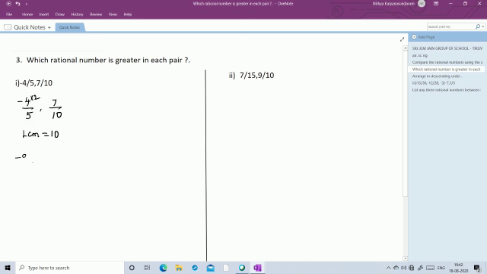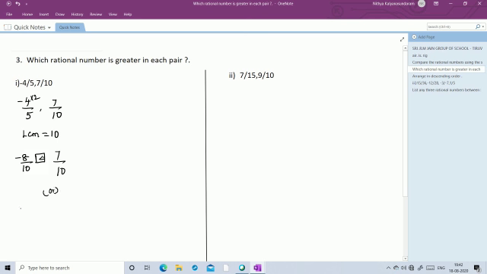Then minus 8 by 10 and 7 by 10. Now the denominators are same, 10, 10. So which is greater, minus 8 or 7? As I told you earlier, compared to negative, positive is greater. So 7 by 10 is greater. Either you can do it like this or directly you can write.